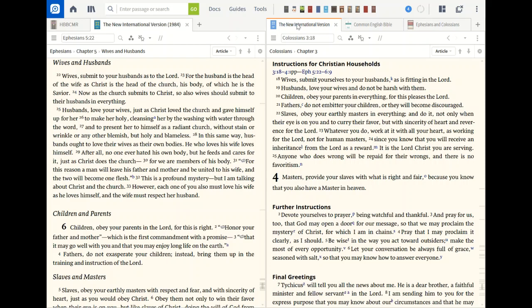So both passages start off, wives, submit to your husbands as to the Lord. Both passages have this notion of being subject to, or submission. The Ephesians passage says as to the Lord. Colossians says as is fitting in the Lord. It's a little bit of difference and nuance, but still this notion of what's appropriate, what's right for God. But it's a cultural thing too.